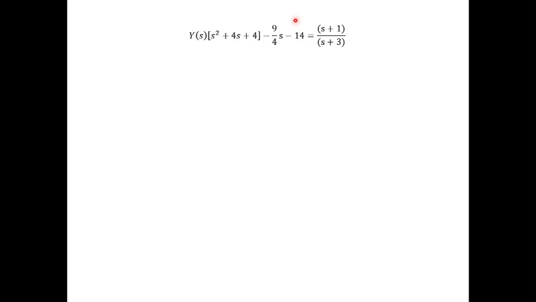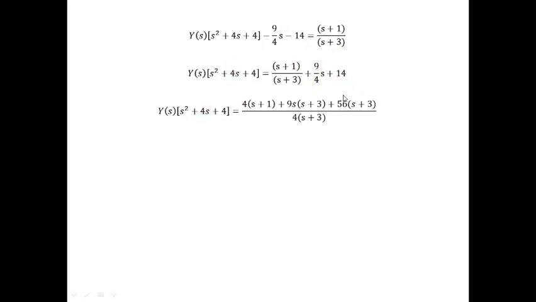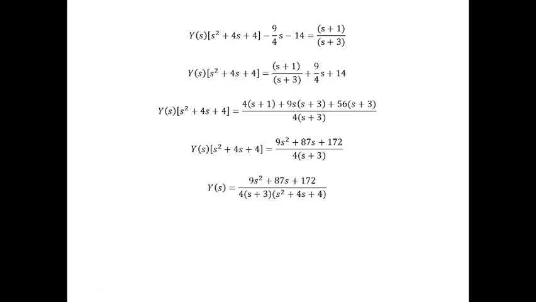So you can take this minus 9 by 4s minus 14 to the other side. So you'll be getting s plus 1 plus 9 by 4s plus 14. Simplifying it further by taking the LCM, we get an expression for Y of s. You need to find an expression for Y of s. So this is the expression that we get for Y of s.